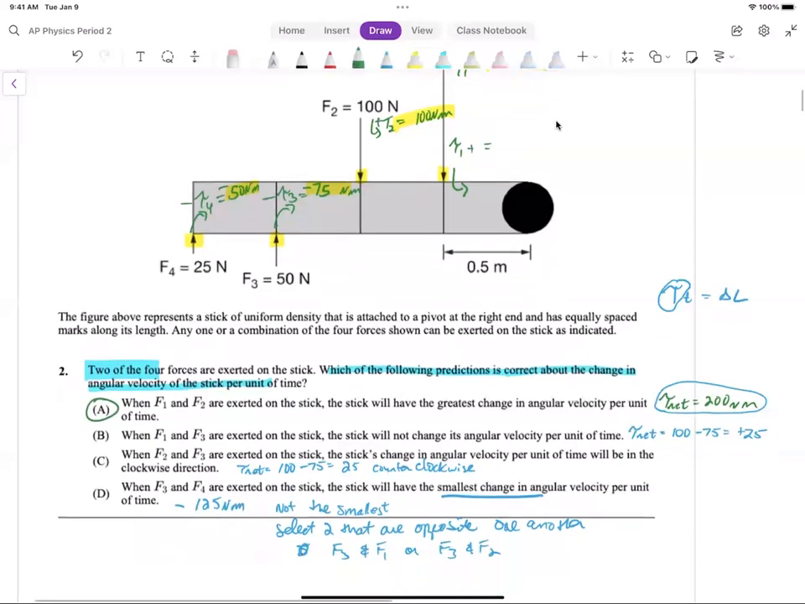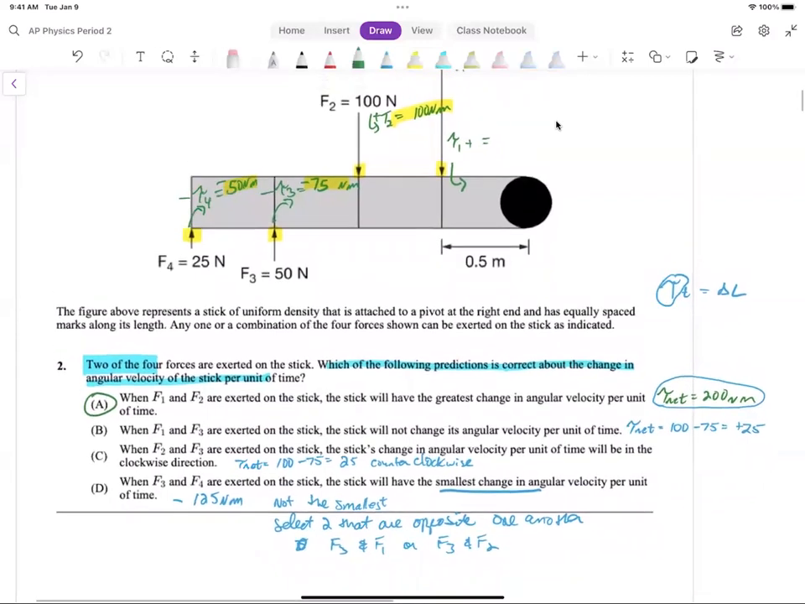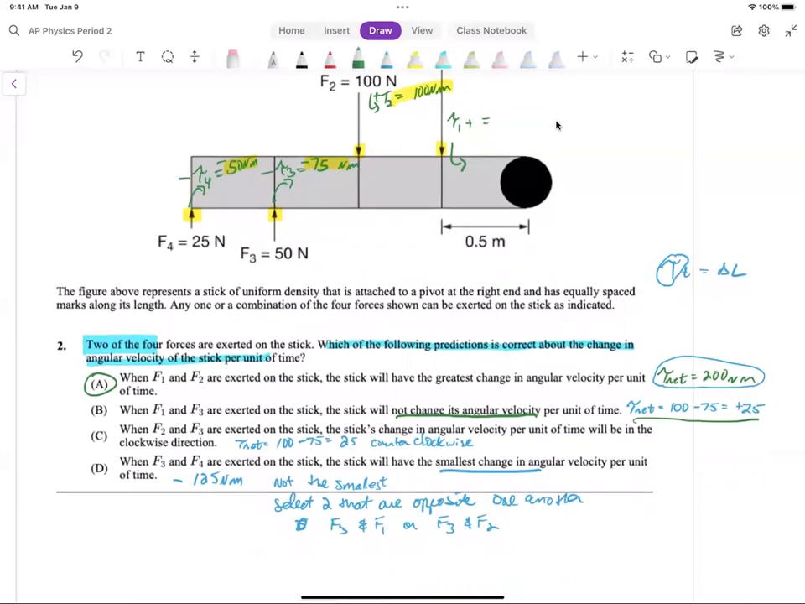However, you can go and prove that B, C, and D are not true. B: F1 and F3 are exerted. The stick will not change its angular velocity. In other words, the net torque would be 0. And there is a net torque of something other than 0, so B is incorrect. C: F2 and F3 are exerted.